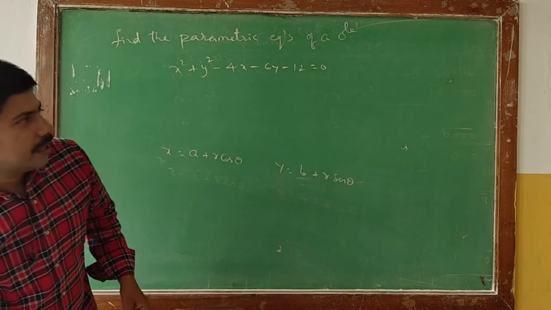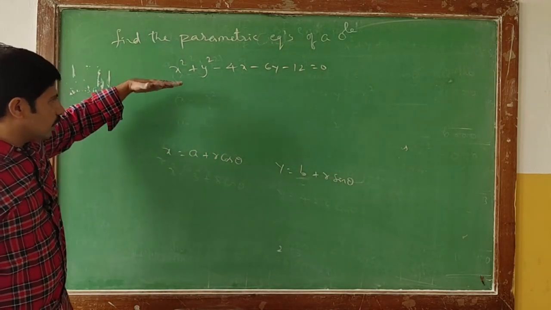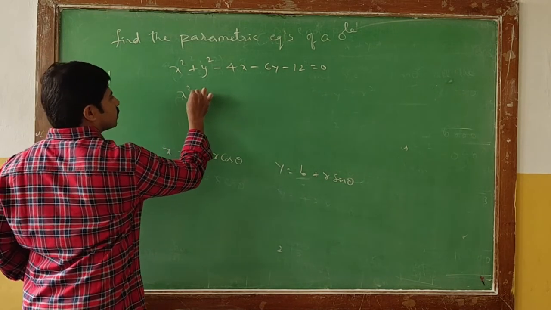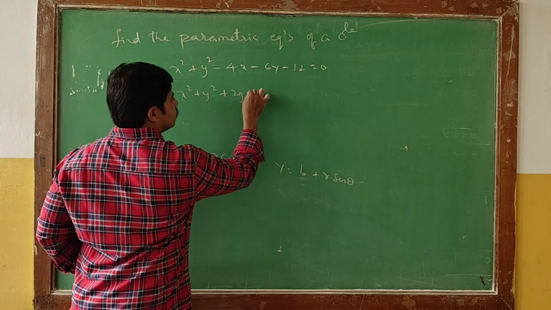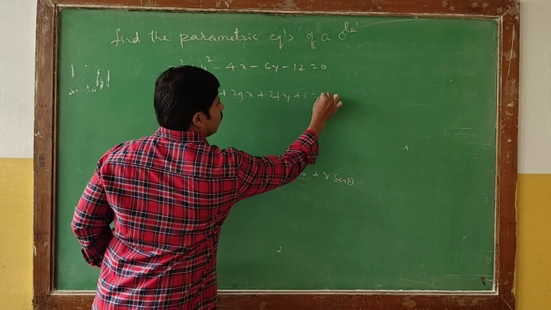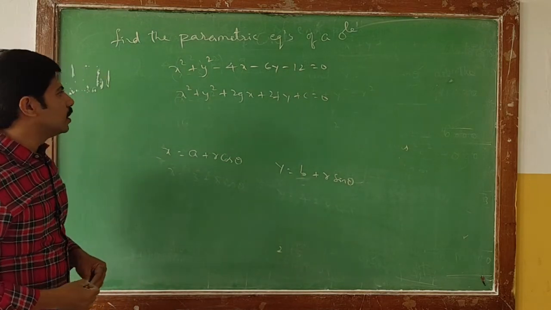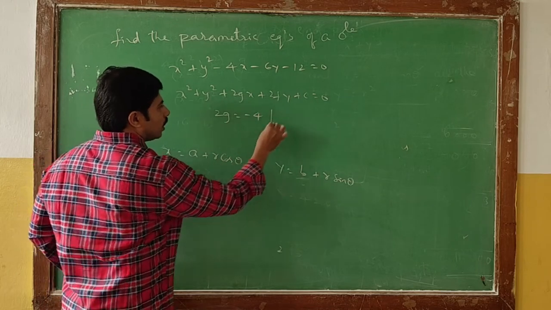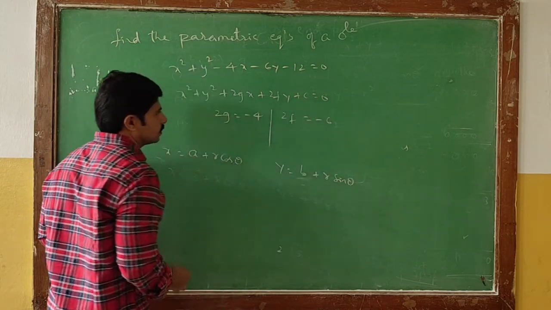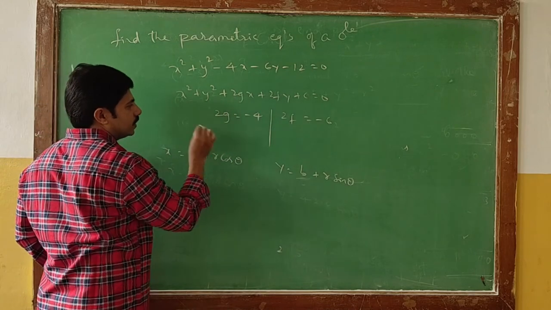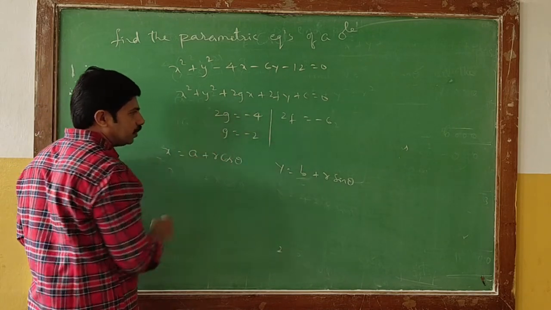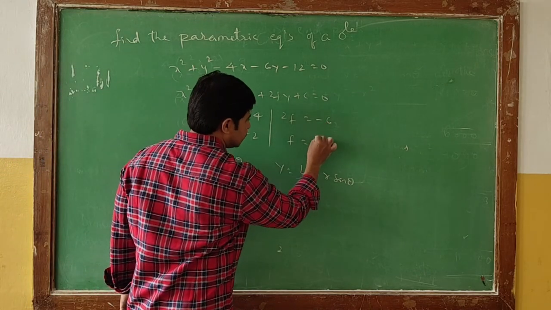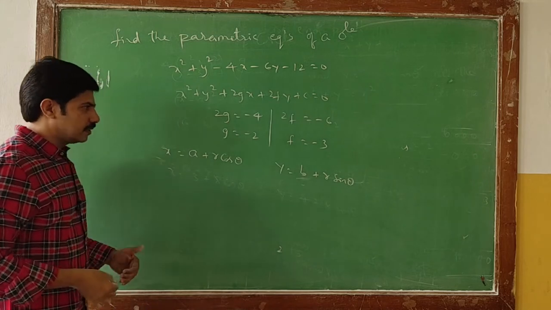to find the parametric equation, always you have to refer the equation. This is a general form of equation. So you have to compare with x square plus y square plus 2gx plus 2fy plus c is equal to 0. Compare with this. So what is 2g? Minus 4. And what is 2f? Minus 6. Compare the coefficients of x and y. G value is minus 4 by 2, minus 4 by 2 is minus 2. And f value is minus 6 by 2 is minus 3.